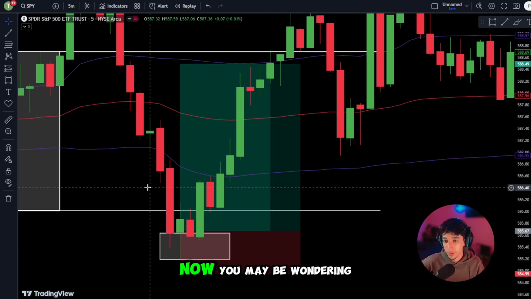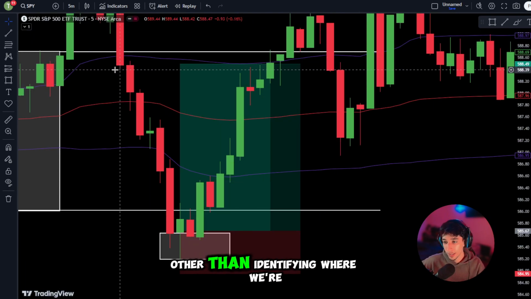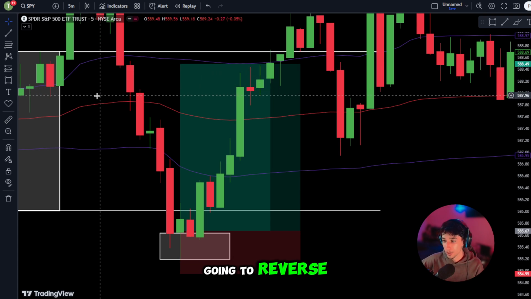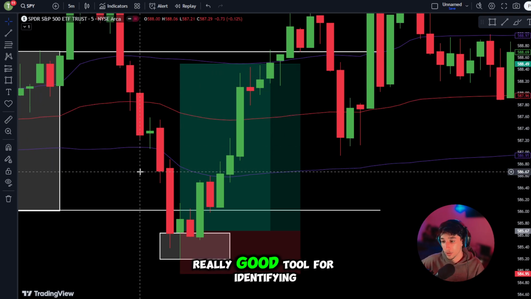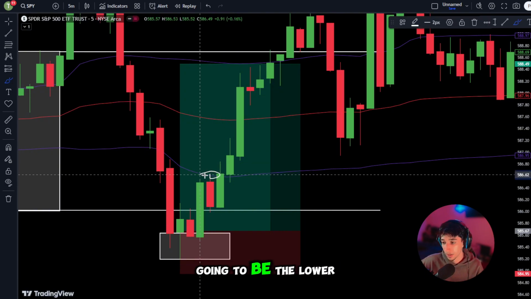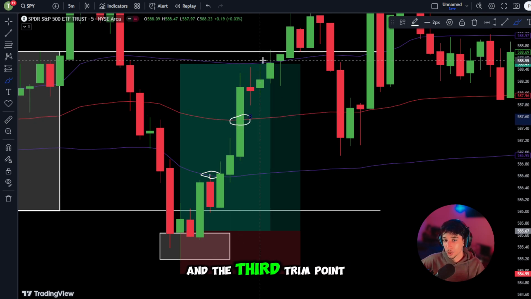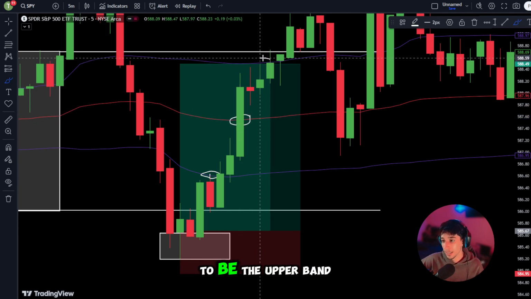Now you may be wondering, what is this VWAP indicator useful for other than identifying where we're going to reverse? VWAP is actually a really good tool for identifying our trim points. The first trim target is going to be the lower band right here. Second trim target is going to be the middle band, and the third trim point or our exit is going to be the upper band.